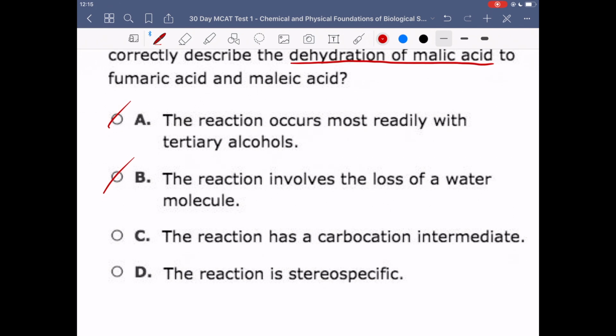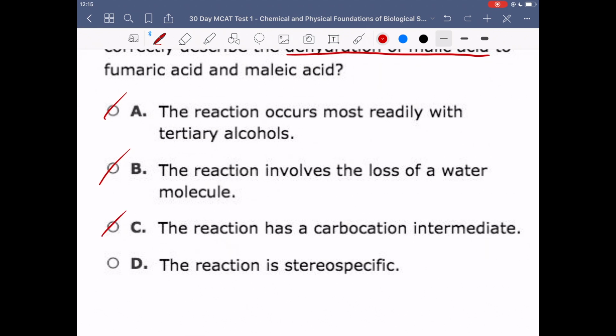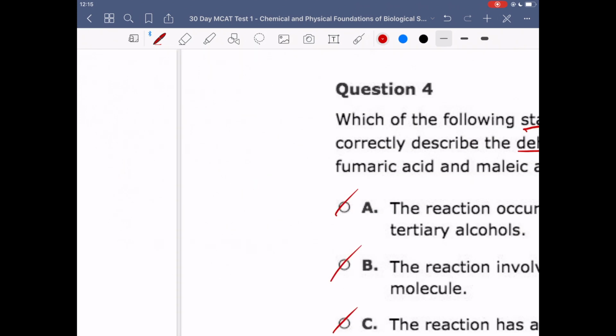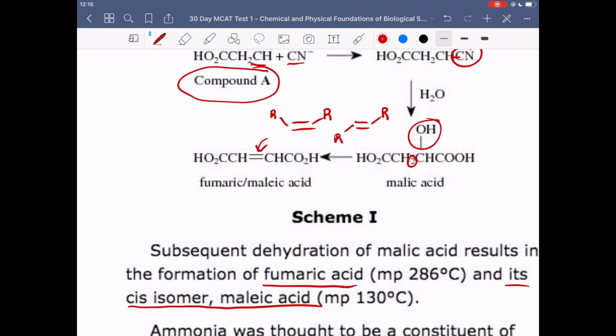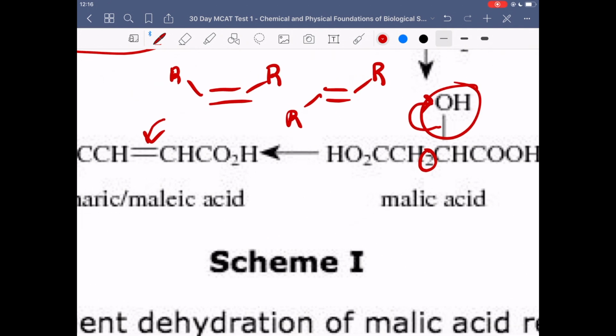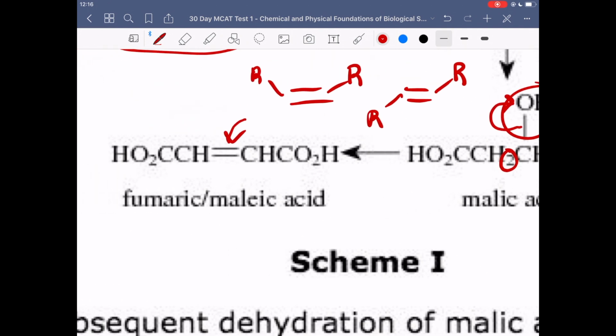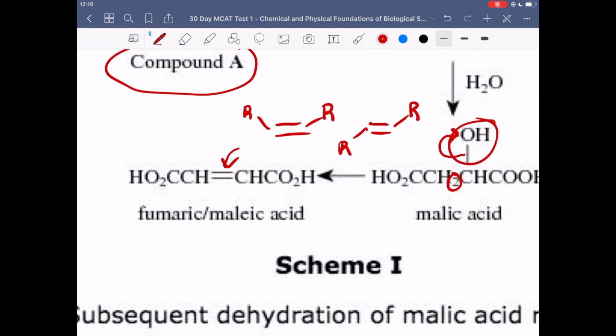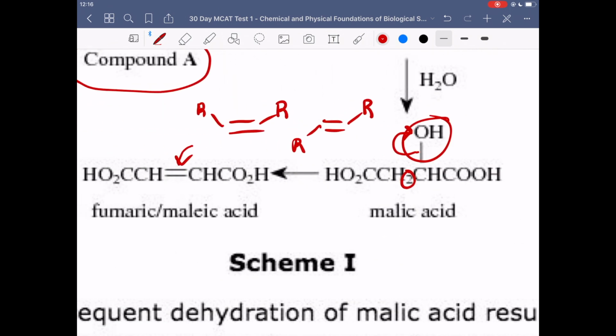Option C is saying the reaction has a carbocation intermediate. So yeah, we must be talking about SN1 in this case. So SN1 is where you have a leaving group leave on its own, and then we have the carbocation intermediate, and then later on the double bond is formed. So what happens in this case is, first of all, the OH group leaves, and then later something comes and takes that second hydrogen, and then the double bond has formed. So yeah, we are speaking about an E1 reaction, not an E2 in this case.